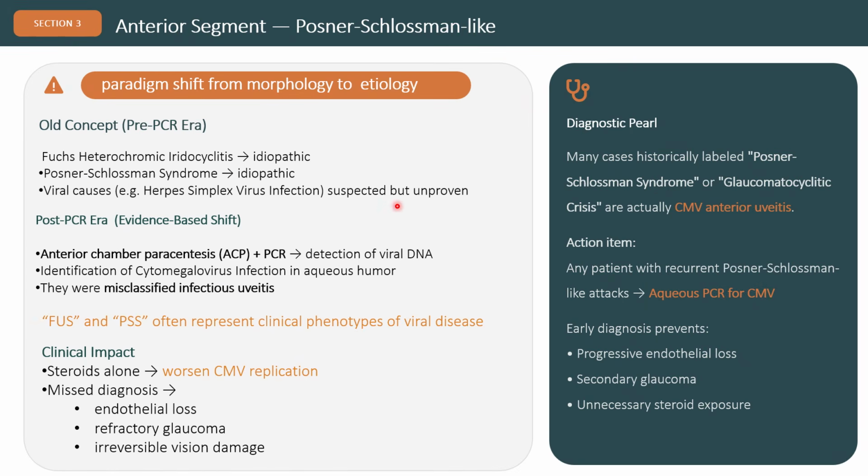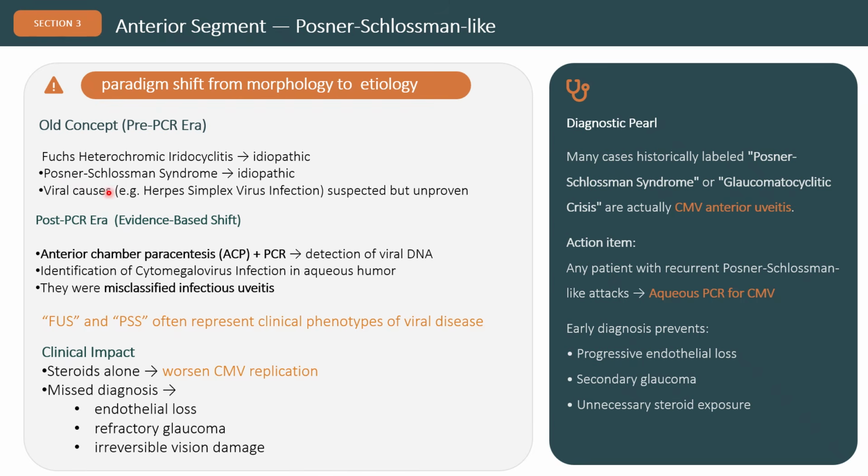Now, one important point is what is meant by the paradigm shift from morphology to etiology. Previously, there were two syndromes of uveitis, known as the Posner-Schlossman syndrome and the Fuchs uveitis syndrome, which were diagnosed as idiopathic diseases. But now, with the advent of PCR, they could recognize and isolate a viral etiology for these two diseases, not in 100% of the cases, but in a large percentage, reaching up to 90% of cases.